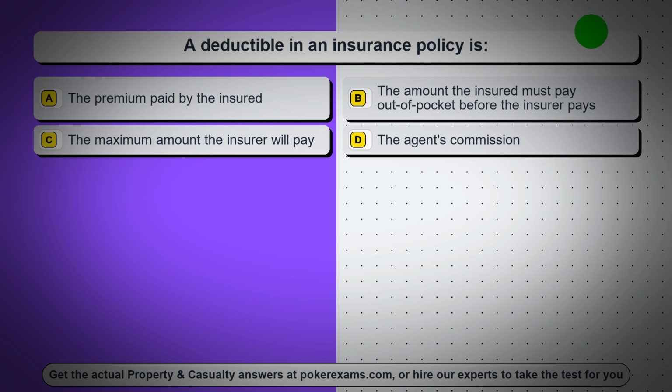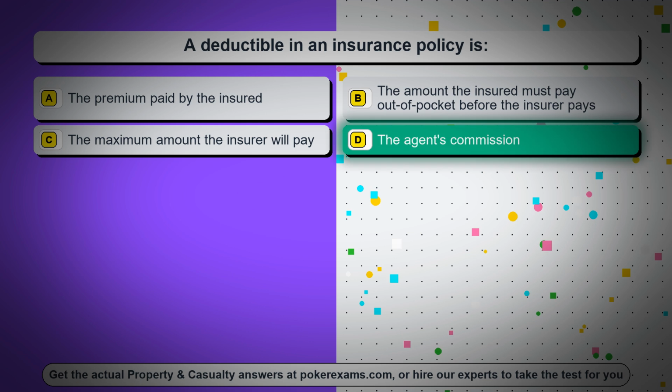Question 18. A deductible in an insurance policy is, option A, the premium paid by the insured. Option B, the amount the insured must pay out of pocket before the insurer pays. Option C, the maximum amount the insurer will pay. Option D, the agent's commission. The correct answer is option D, the agent's commission.